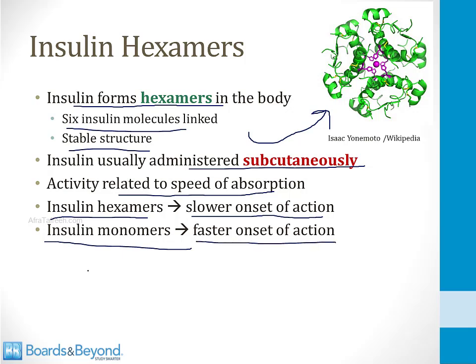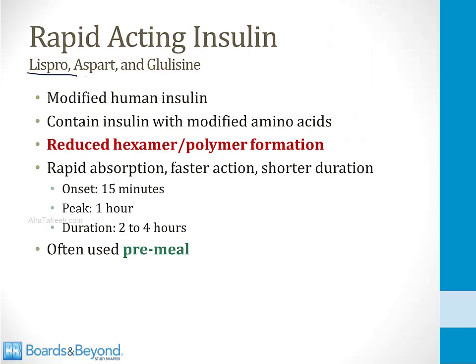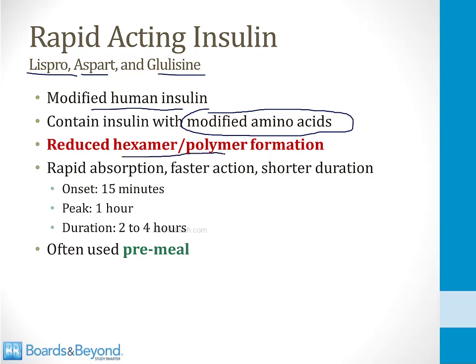So the rapid-acting insulins are Lispro, Aspart, and Glulisine. They are all modified human insulins, and they contain insulin molecules with modified amino acids, and because of the altered amino acid structure, they have a reduced tendency to form hexamers and polymers. This leads to more rapid absorption, a faster onset of action, and a shorter duration of action. So the onset of action for these drugs is about 15 minutes, the peak effect occurs in about an hour, and the duration of action is about 2 to 4 hours. This makes them the perfect drugs for pre-meal insulin.